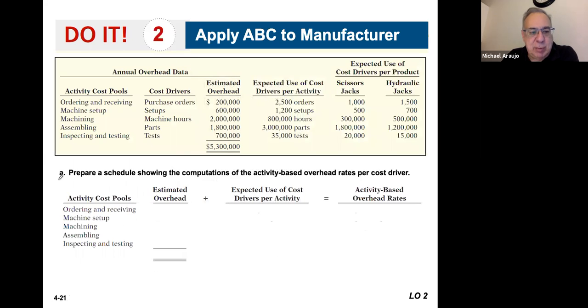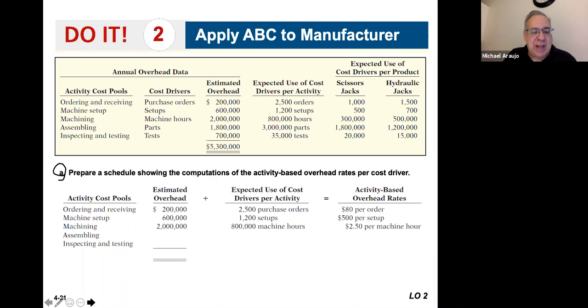All right, so part A, prepare the schedule showing the computations. Okay, so if you have $200,000 of ordering and receiving, and you expect that to give you 2,500 purchase orders, that's $80 an order. If you have $600,000 in machine setup costs and you need 1,200 setups, that's $500 for every setup.